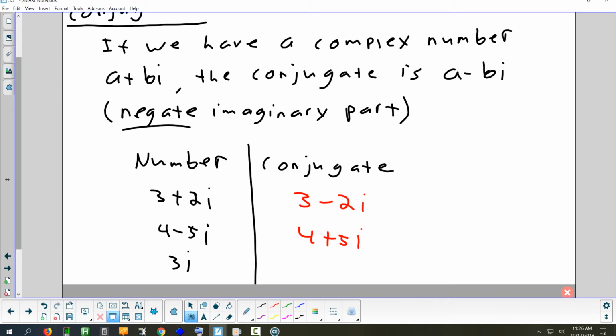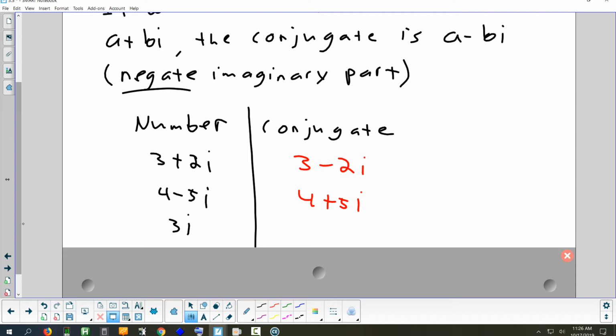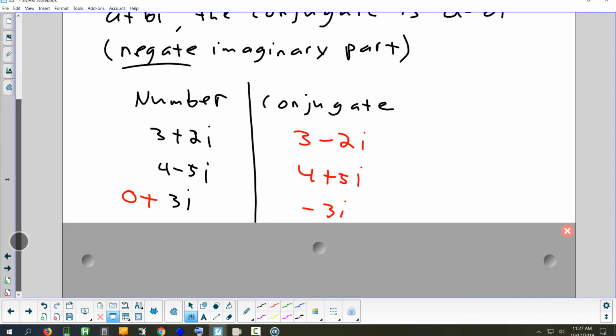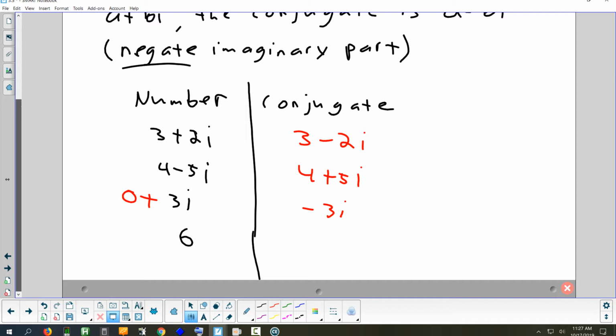How about the conjugate of 3i? Yep. Negative 3i. If you get a little stuck on that one, think of it like this. It's 0 plus 3i. The conjugate is 0 minus 3i. Okay. And how about 6? 6 stays the same. If you're like, well, how come we didn't make it the opposite? Well, we did. It was 6 plus 0i. I made it 6 minus 0i. Plus 0, minus 0, there's no difference. Okay. Questions on the idea of conjugates?